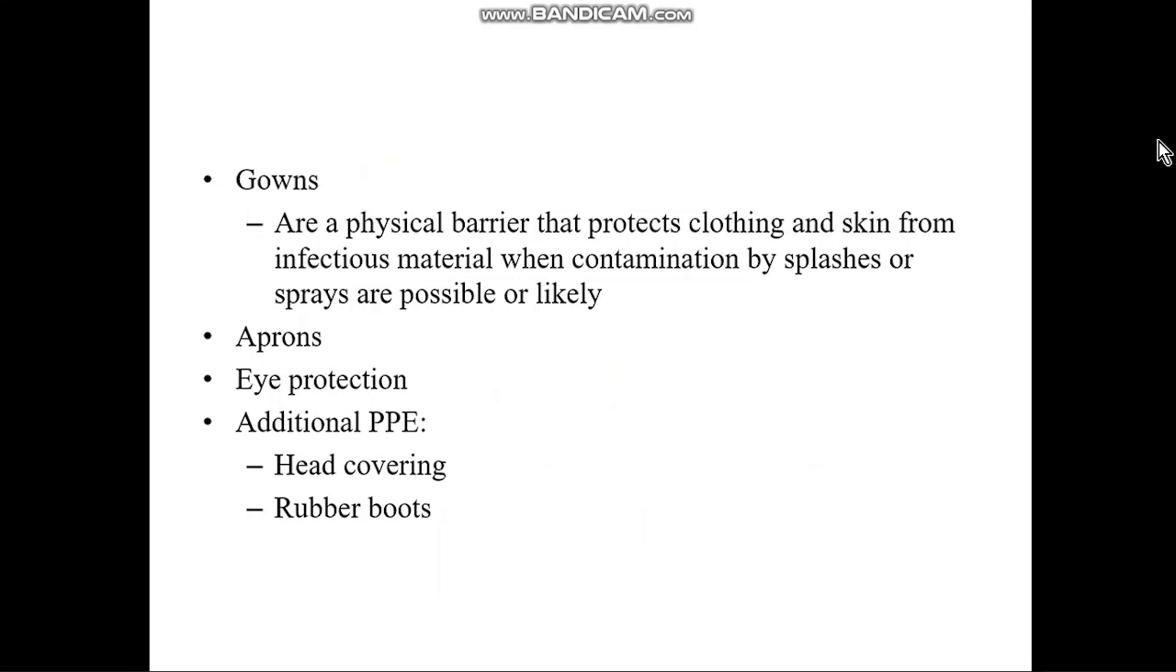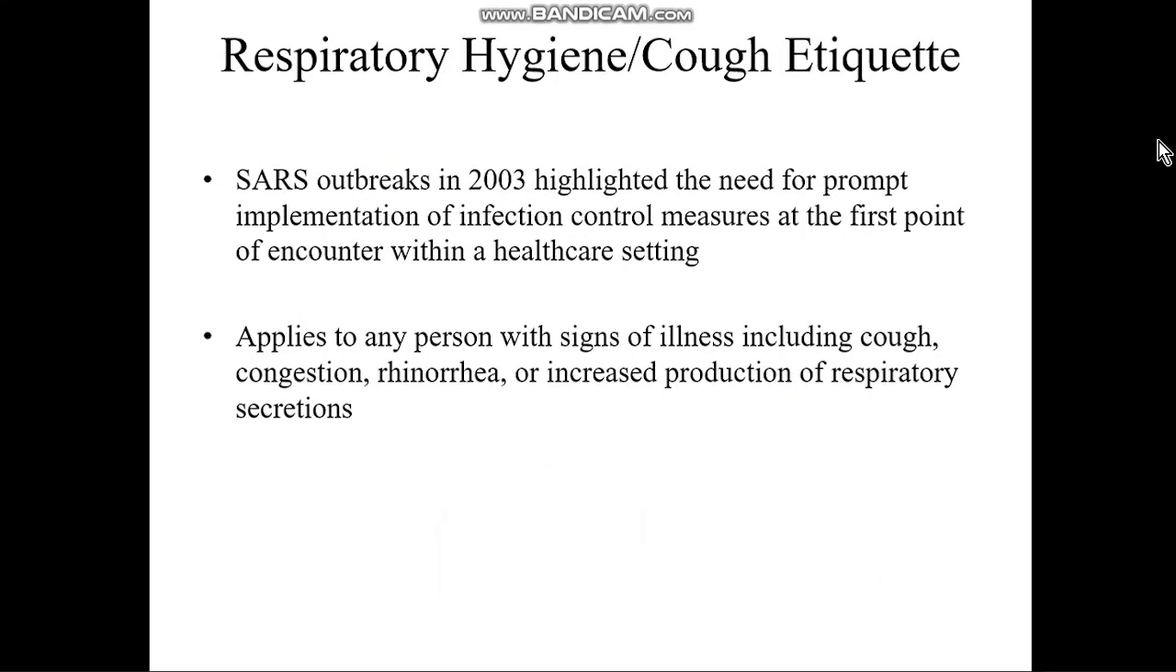Another slide. Gowns. Gowns are a physical barrier that protects clothing and skin from infectious material when contamination by splashes or sprays is possible or likely. And then comes aprons and eye protection shields, and additional PPE contains head coverings and rubber boots.